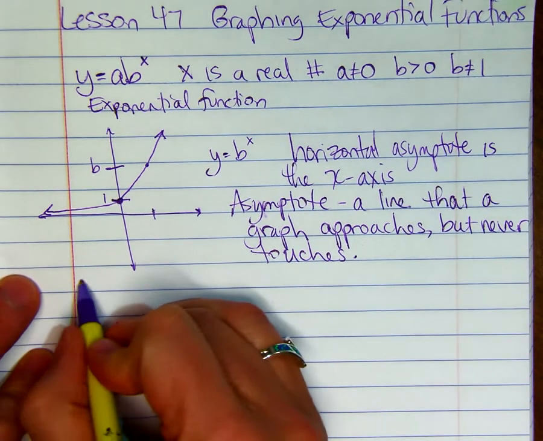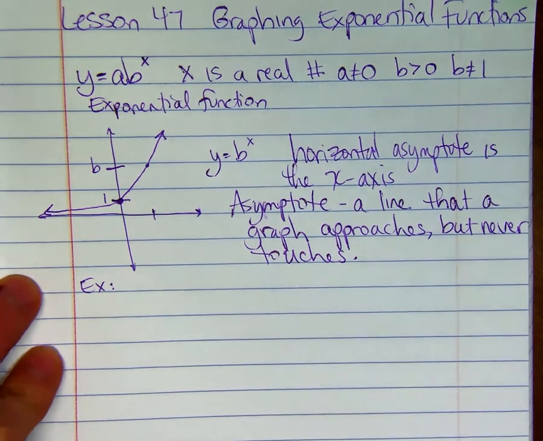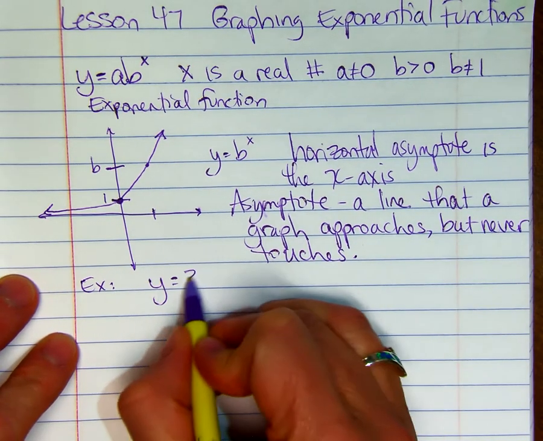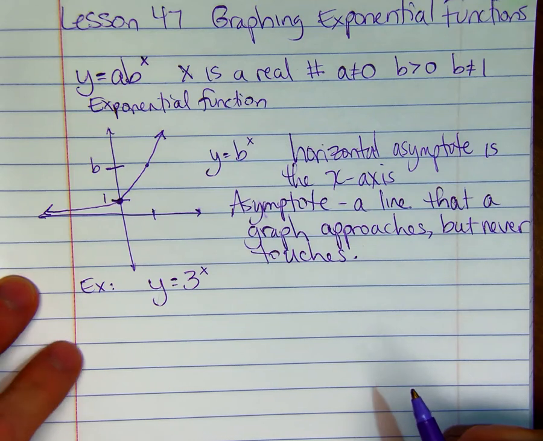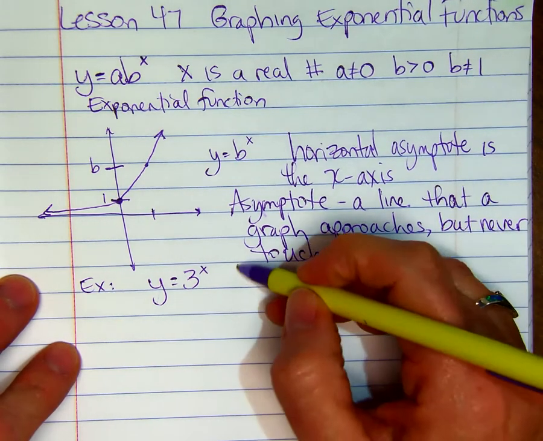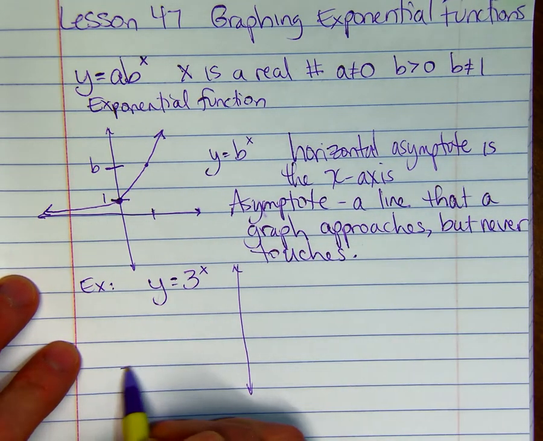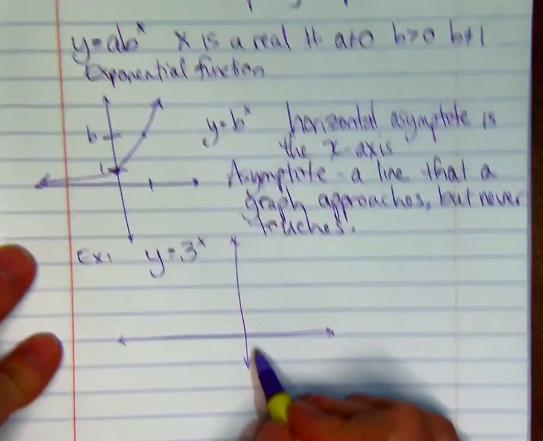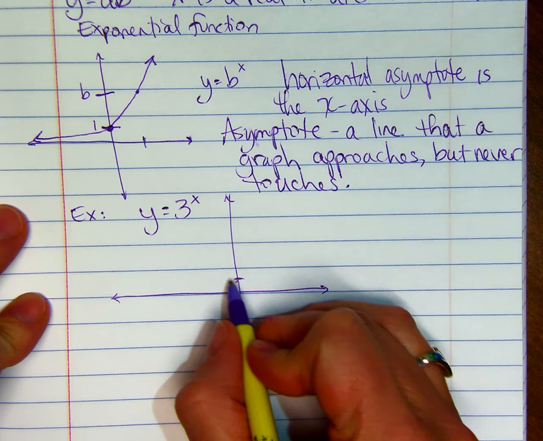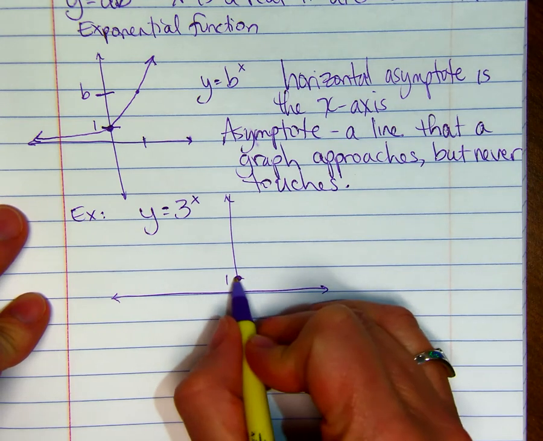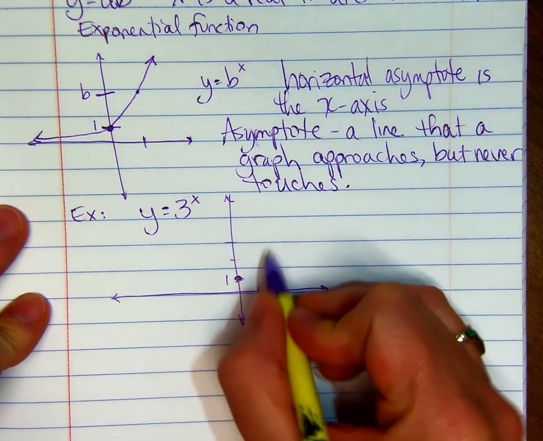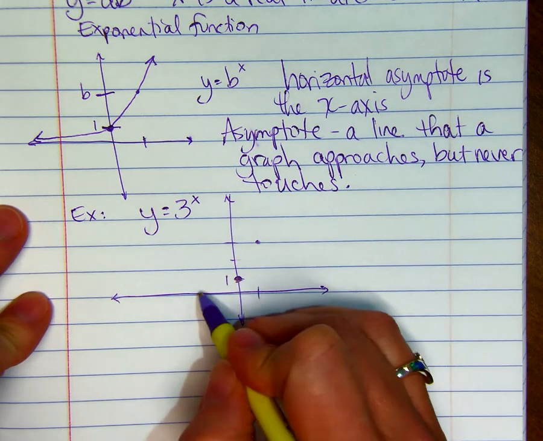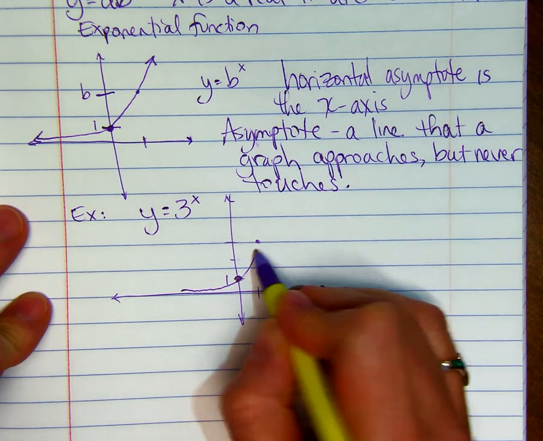Okay, so here's an example of an exponential function, y equals 3 to the x. If we were to draw it, the x-axis is the horizontal asymptote. When x is 0, y is 1. When x is 1, y is 3. And then it just goes up from there.